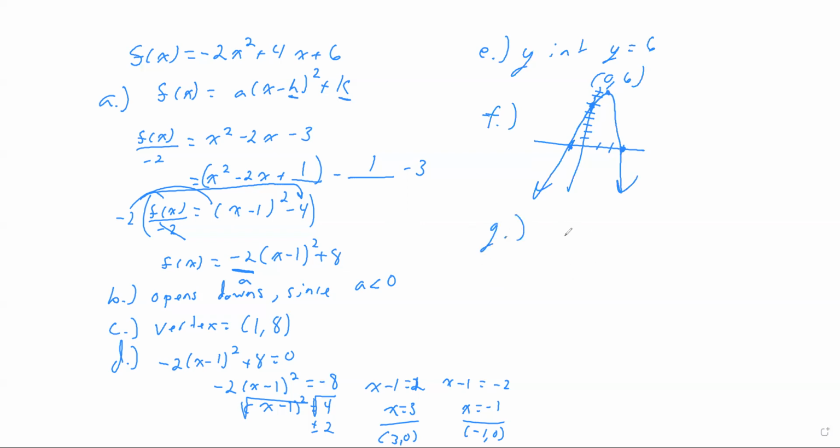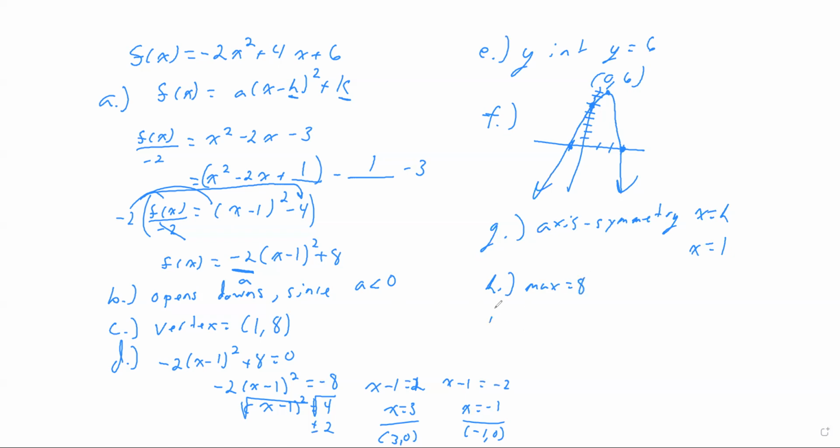Part G says determine the axis of symmetry. Remember, the axis of symmetry is x equals h, where h is the vertex here. So in this case, it's just x equals 1. Make sure you write the x equals. I will take off. Part H says determine the minimum or maximum value of the function. Well, because it opens downwards, it is a max, and the value will be the y value. So in this case, that would be 8.